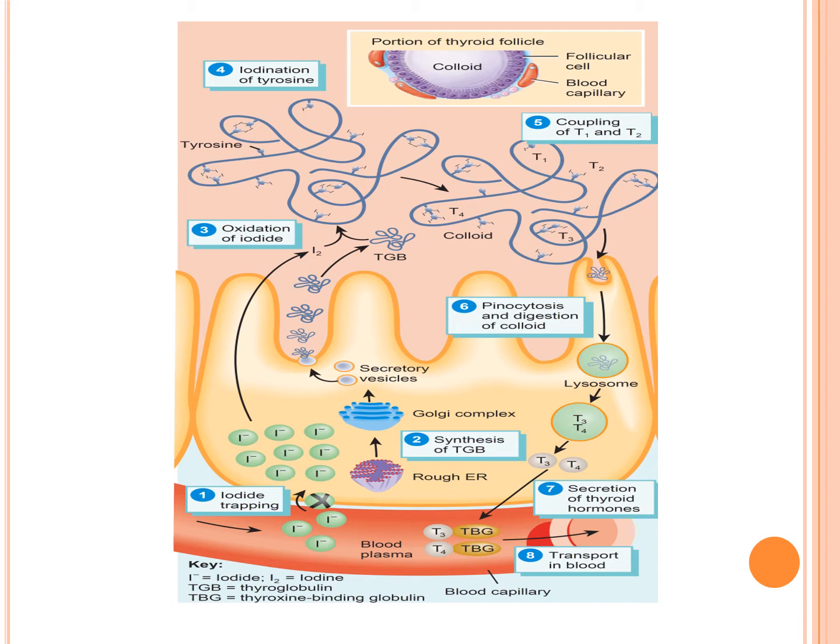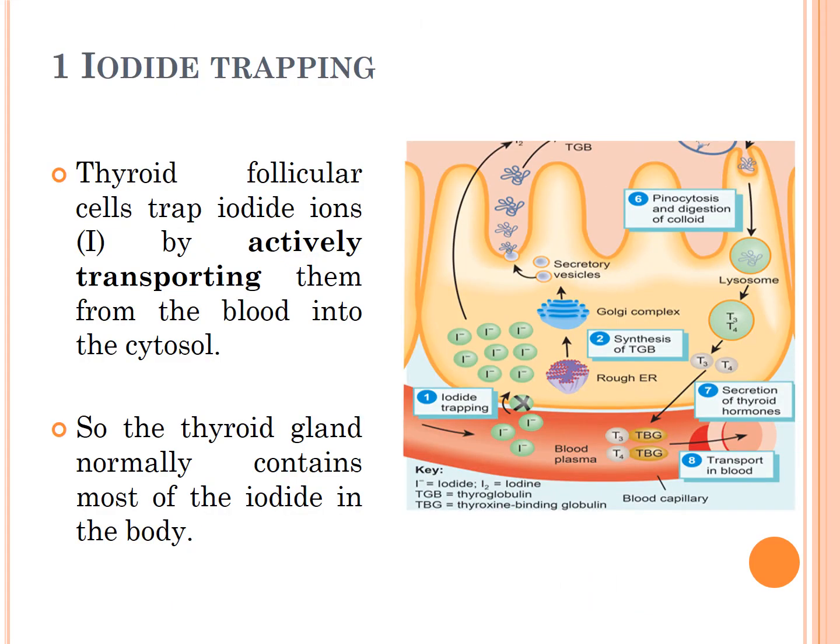This is the blood vessel, it contains blood. This light yellow part is the follicular cells, and this is the lumen, and it contains colloid. These three parts are very important. Okay, now the first step is iodide trapping.